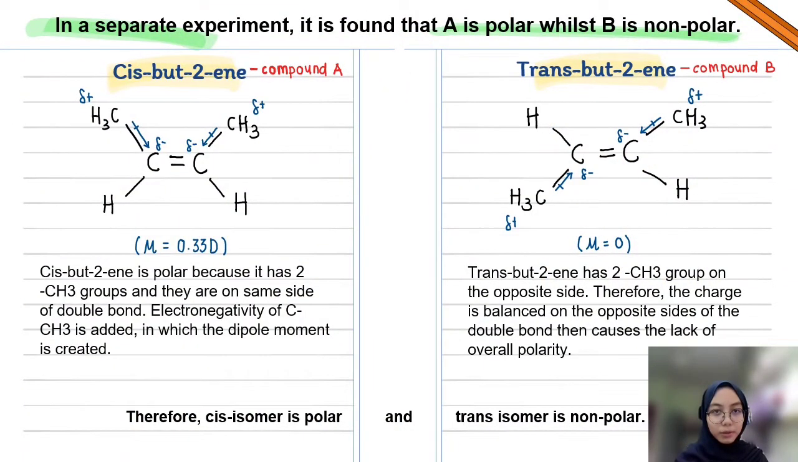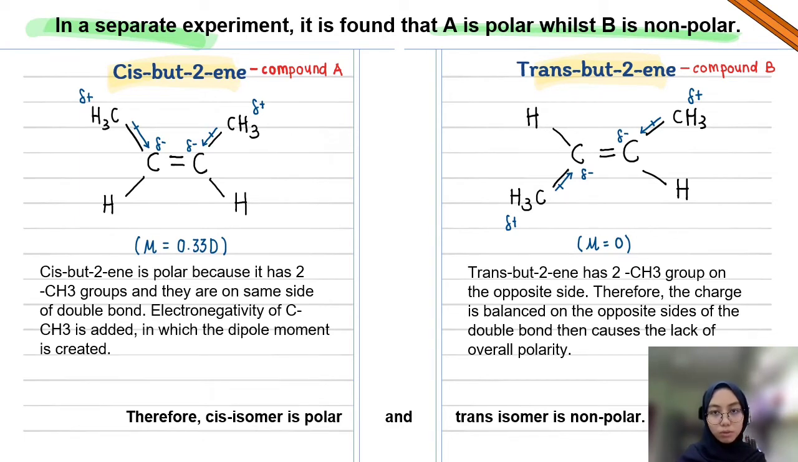In a separate experiment, it is found that A is polar whilst B is non-polar. Since we know that compounds A and B are both but-2-ene, we can say that A is cis-but-2-ene while B is trans-but-2-ene. So why do we say that? Compound A, cis-but-2-ene, is polar because it has two methyl groups on the same side of the double bond. Therefore, it contributes to the electronegativity of the carbon atoms attached to the methyl groups, and as a result, it creates a dipole moment.